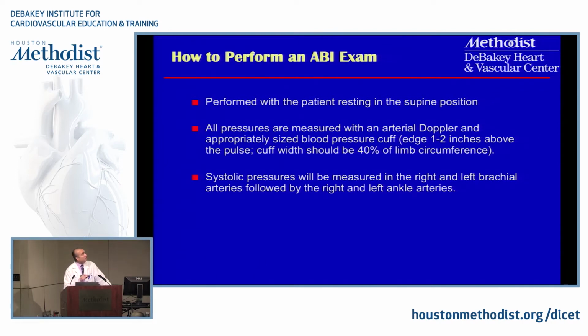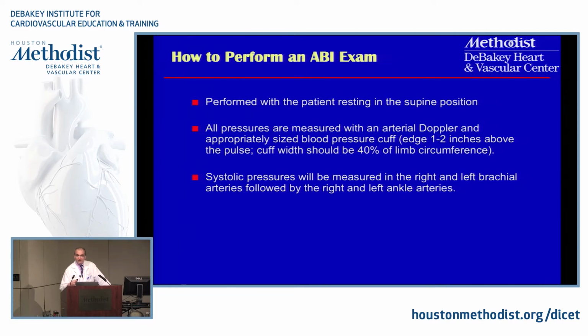And then you're going to want to measure all of your pressures with an arterial Doppler, and it's important to use an appropriately sized blood pressure cuff, and you want to have the edge of the cuff about 1 to 2 inches above the location of the pulse. And also important that the width of the cuff should be approximately 40% of the circumference of the particular limb.